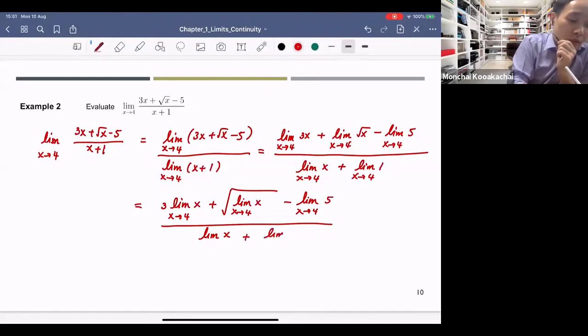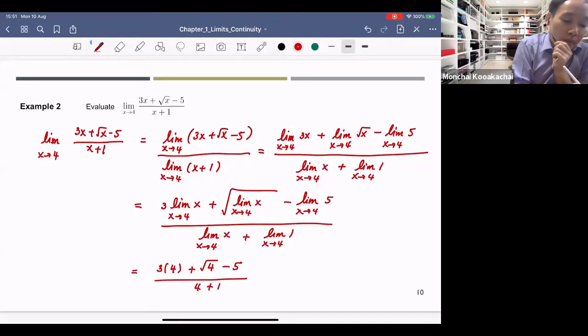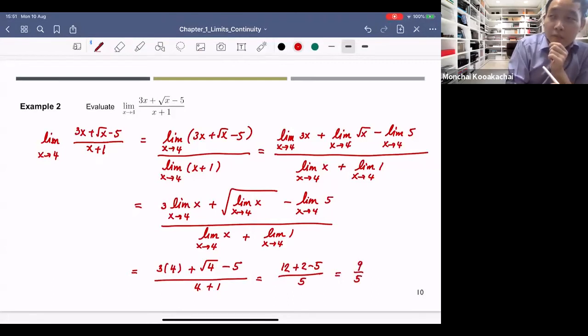plus the limit of 1. All right, and then after that, now you can evaluate. Now 3, and then the limit of x when x goes to 4 is 4, and then plus square root 4, minus 5 because that is a constant 5, and then over 4 plus 1. So this is going to be 12 plus 2 minus 5 over 5, which is 9 over 5, right? 14 minus 5 is 9. Okay, good. So this is the answer.